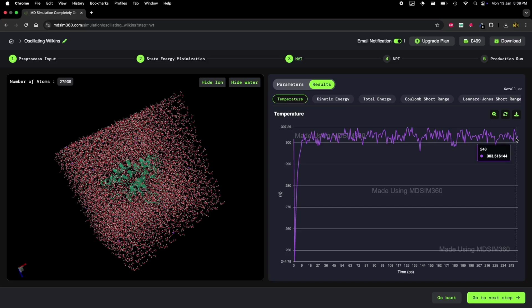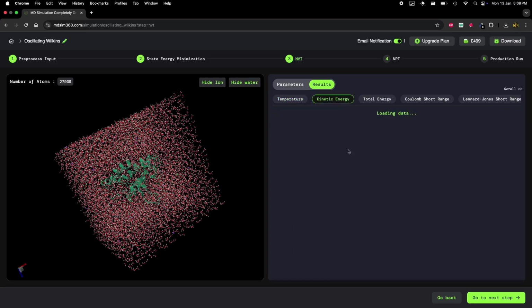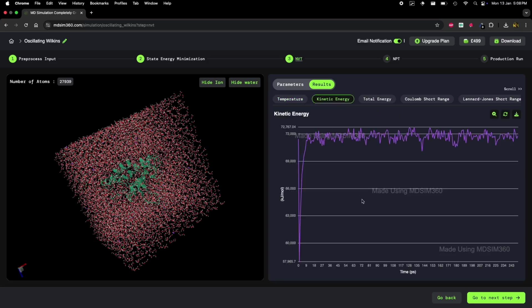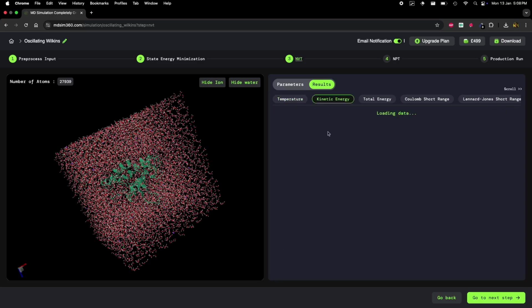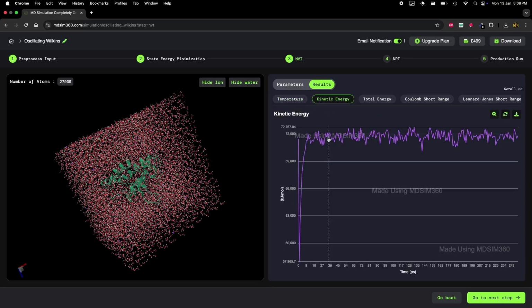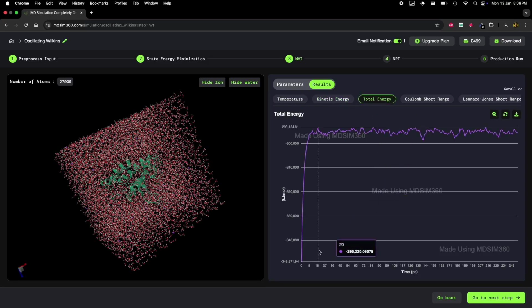Next, we look at the kinetic energy graph. Since temperature, kinetic energy, and velocity are all interdependent, the kinetic energy graph closely mirrors the temperature graph. As the atoms gain velocity, their kinetic energy increases, which is reflected in this graph. Now, let's move on to the total energy graph.